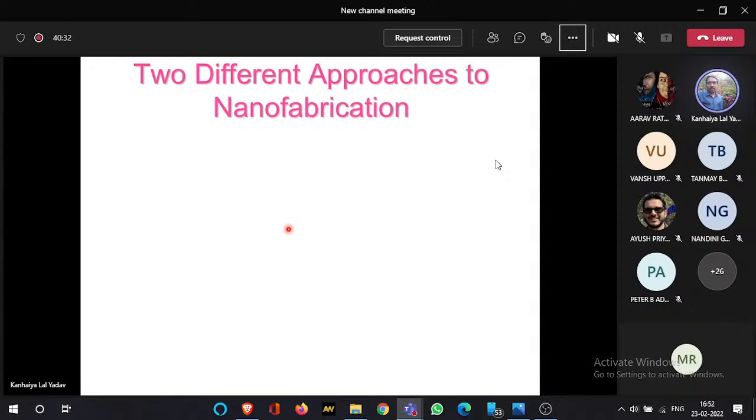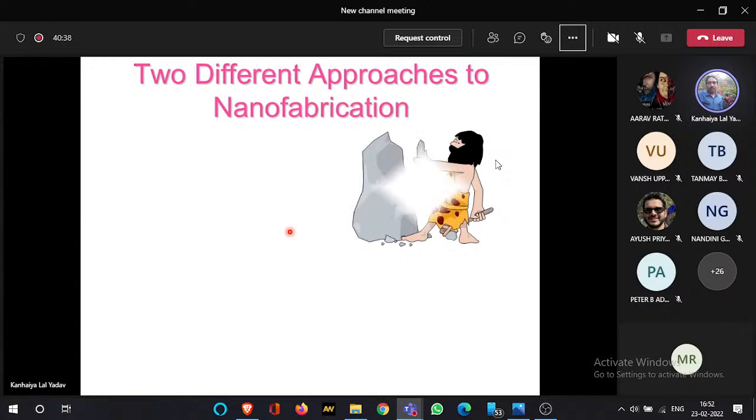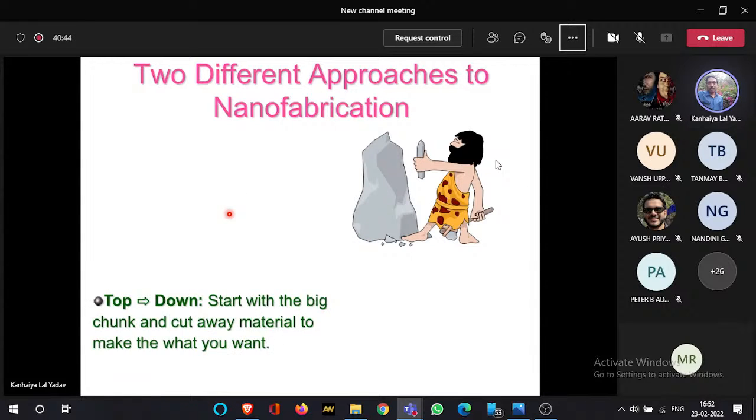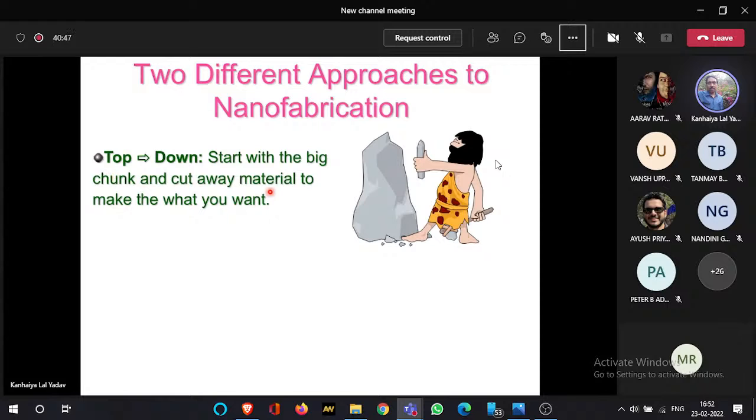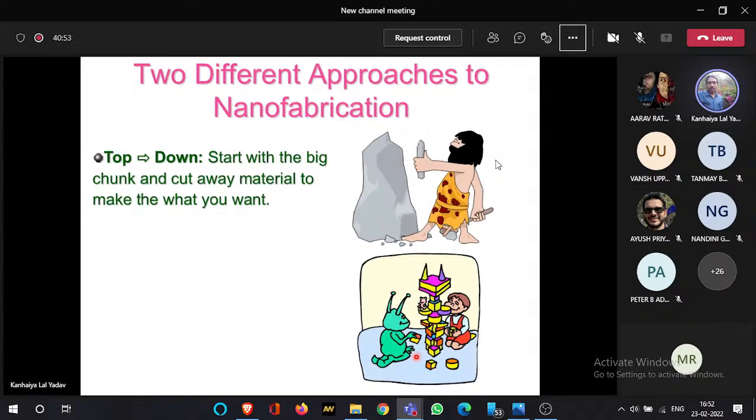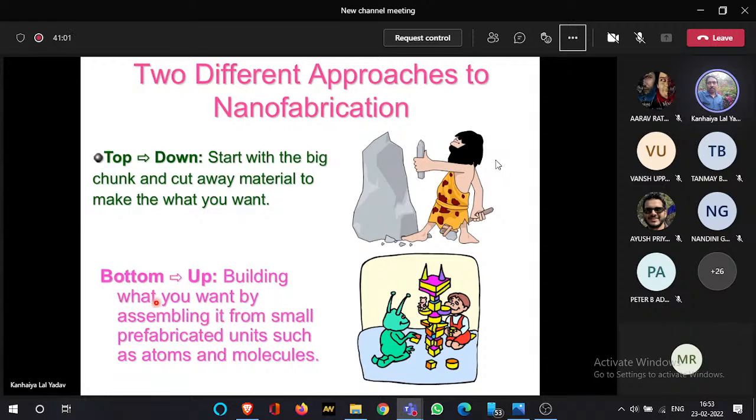So how to make these nanomaterials? There are two different approaches of nanofabrication. This is top down: start with a big chunk and cut away material to make what you want. Or this type of Legos which you might have played with, small building blocks which you use to make bigger structures. That is bottom up, building what you want by assembling it from small prefabricated units such as atoms or molecules. So nanofabrication can be a top down or bottom up method.